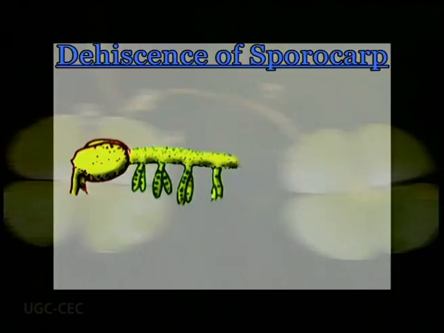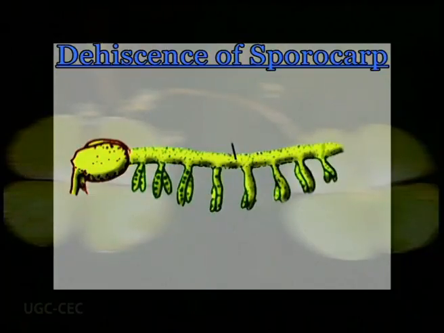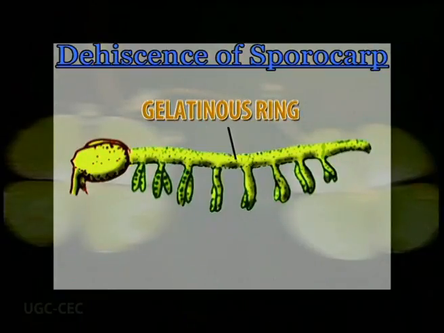Then dehiscence: how do these spore carps liberate? The dehiscence of the spore carp. There is no special mechanism for the liberation of sporangia from the spore carp. However, they are set free only when the wall of the spore carp splits open. As the spore carp breaks at one point due to absorption of water, the sori come out along the gelatinous ring of the spore carp. And these sori function as mother cells of the gametophytic generation.